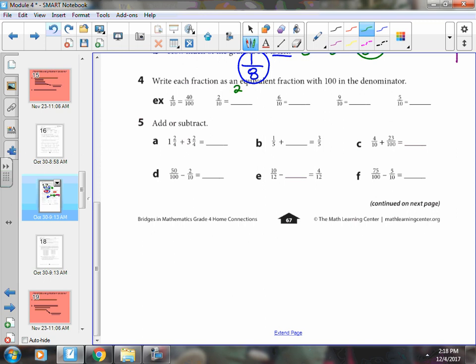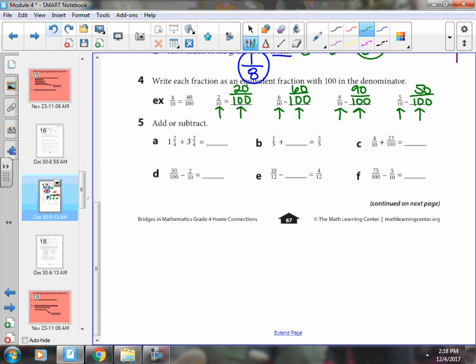So 2/10 is the same as 20 hundredths. 6/10 is the same as 60 hundredths. 9/10 is 90 hundredths. And 5/10 is 50 hundredths. We could think strips and units. 2/10 would be 2 strips, and that's the same as 20 units. 6 strips is 60 units. 9 strips is 90 units. And 5 strips, 50 units.